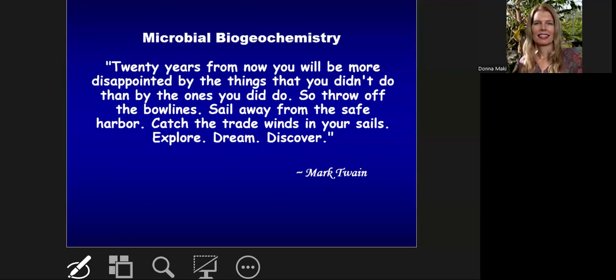We're getting into microbial biogeochemistry. Oh my goodness, this is a huge topic. That's the toughest thing about teaching this class: there is so much depth to every topic. It's really hard to pull back. And so you'll be getting a light version.